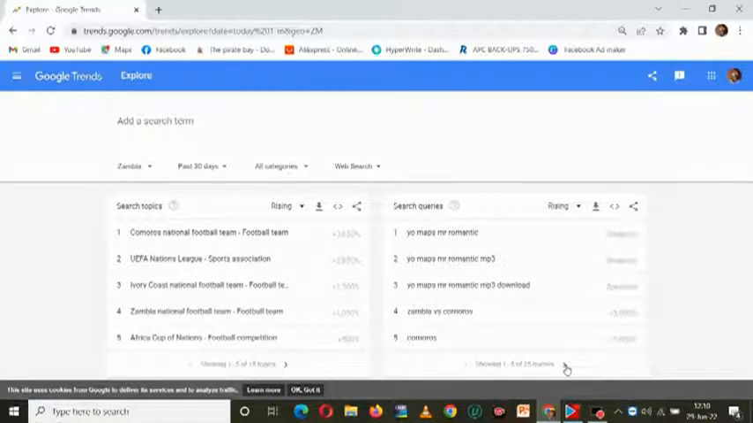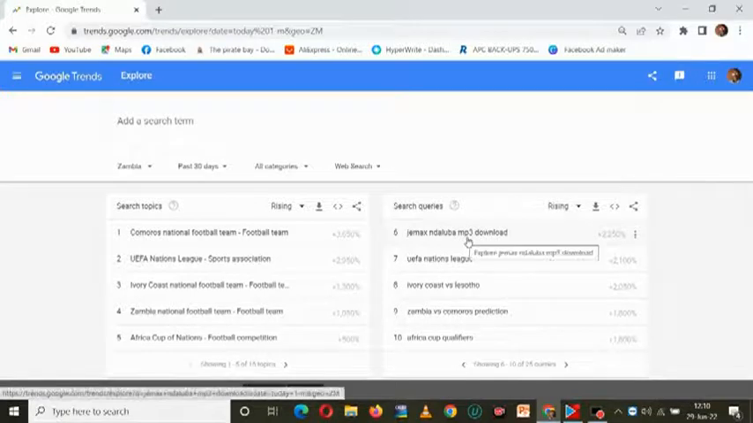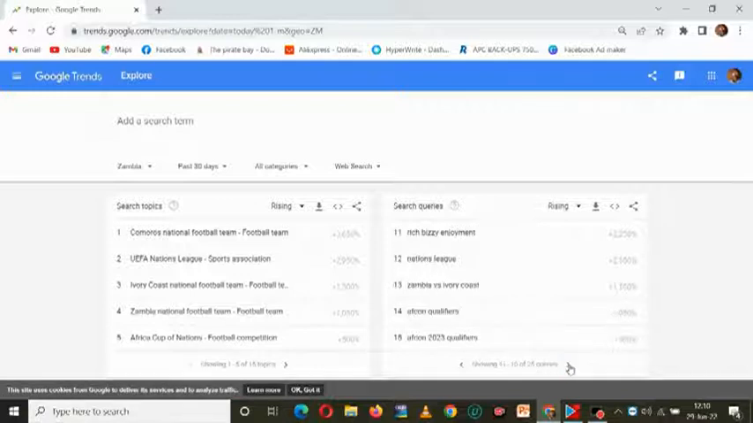You can click this one too, because here it says 1 to 5. So let's go ahead and see the rest. Here it says Jemax Ndaluba MP3 download, then UEFA National League. Zambia versus Comoros prediction, Africa Cup. We can move on, 11 to 15. Then Rich, Busy, Enjoyment, National League.